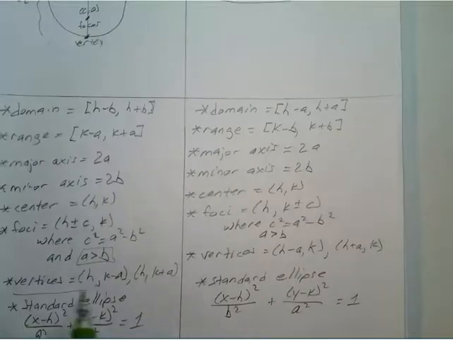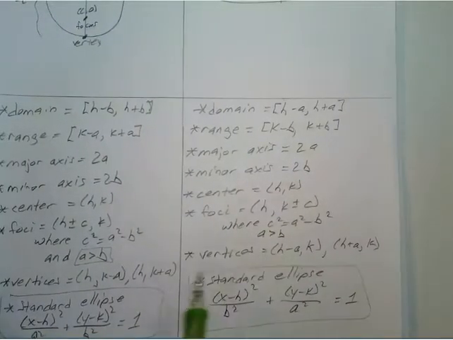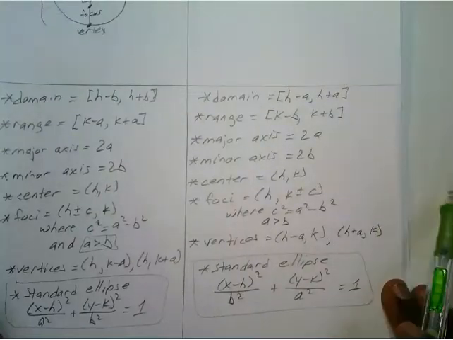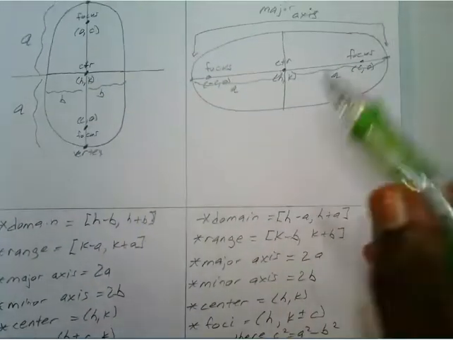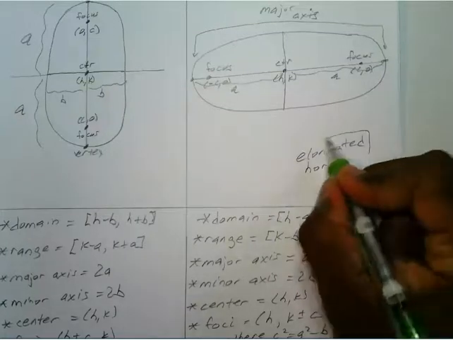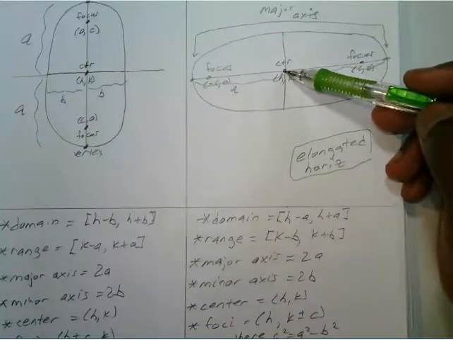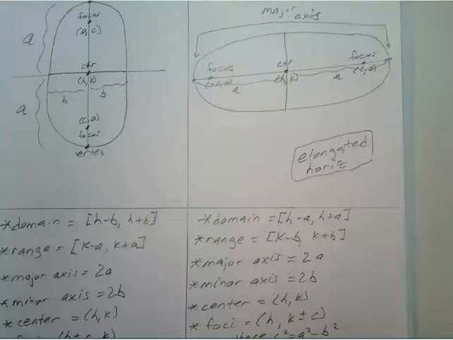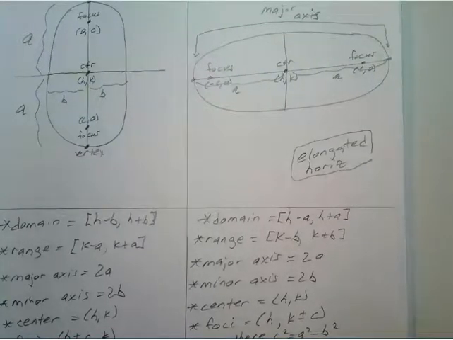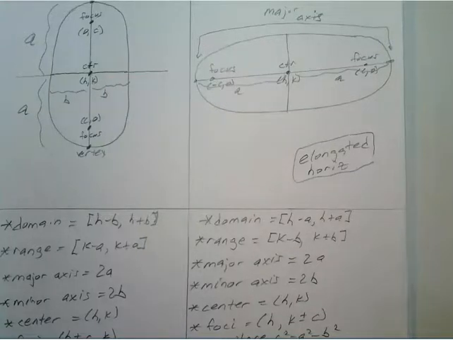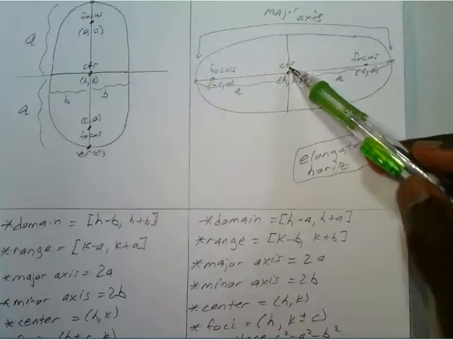Okay. Oh, forgot one thing. Your co-vertices. Let me scroll down. So hold on one second. I'm just going to scroll up a little bit. When it's elongated horizontally, your co-vertices are, I'll write that at the bottom here, (h, k plus b) and (h, k minus b). Because you're starting at the center, (h, k plus b), (h, k minus b).